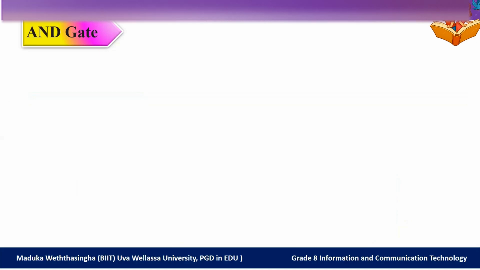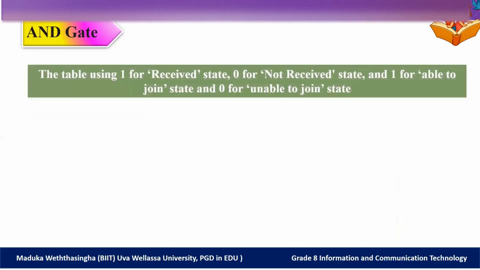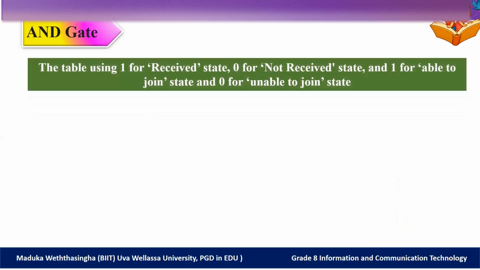Now, we are going to replace this table using 1 and 0. We are going to replace this same table using 1 and 0. The table uses 1 for received state, 0 for not received state, 1 for able to join state, and 0 for not able to join state.